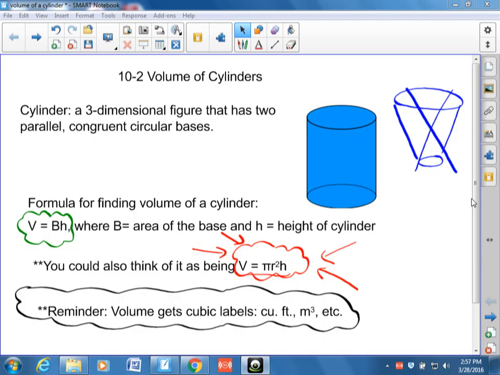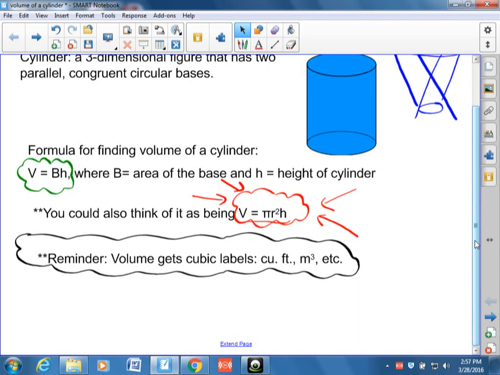Now, we need to know the volume formula, and the formula that I have squiggled here in green is a very generic formula. V stands for volume. B, you'll notice, is capitalized, and it actually stands for the entire area of the base. So it's not just a base measurement, like a linear measurement, it's an actual area. And then you multiply by the height. This formula is workable if you understand what the big B stands for. If you don't remember that B stands for the whole area, then you're sort of stuck.